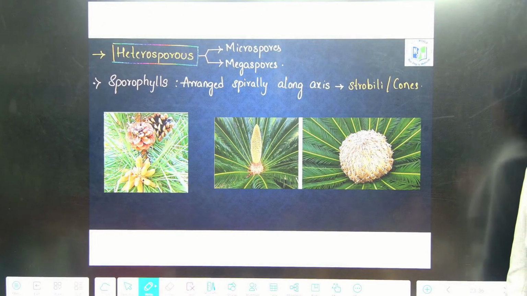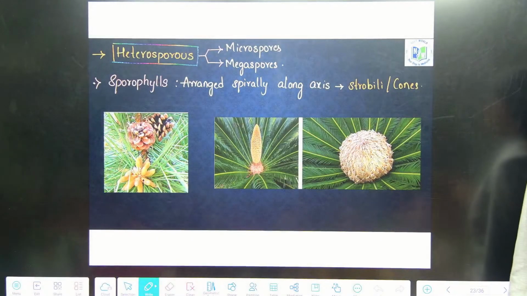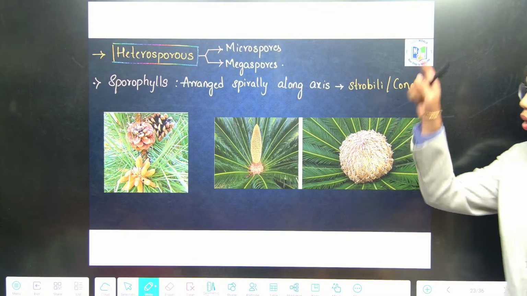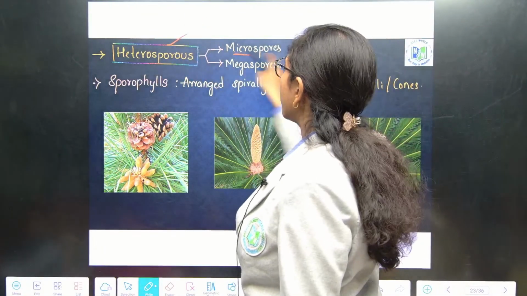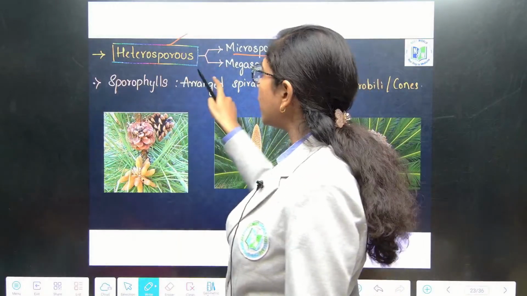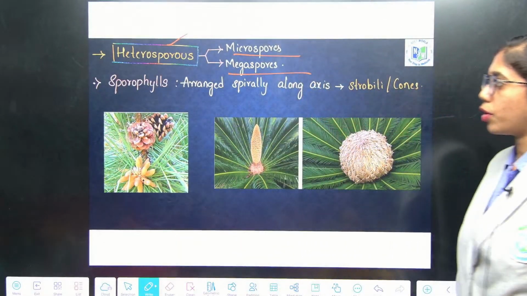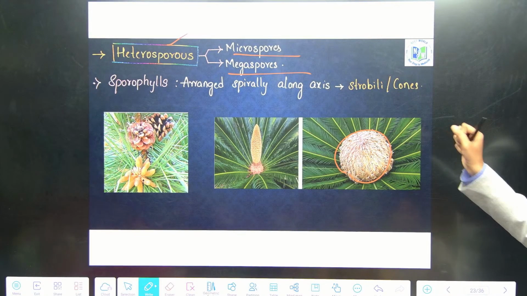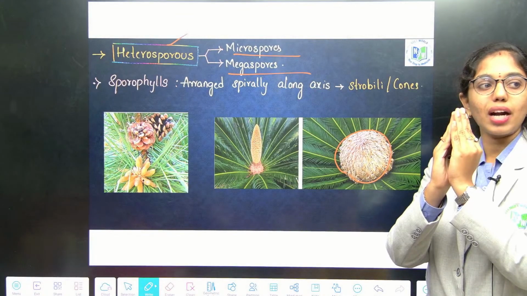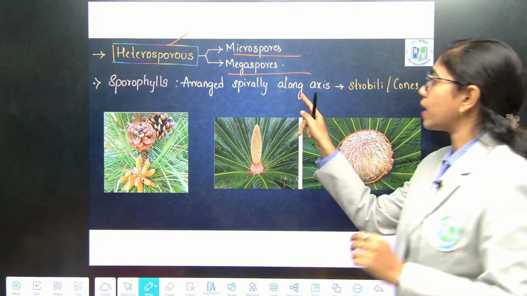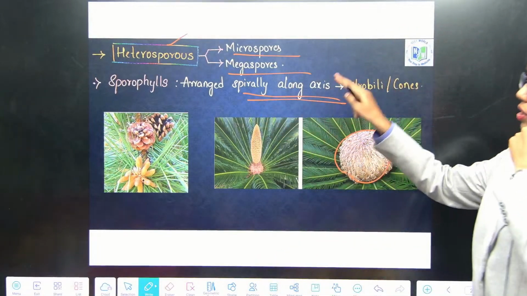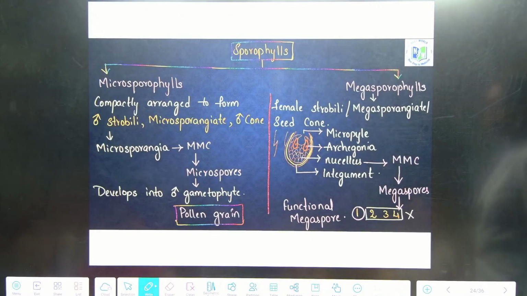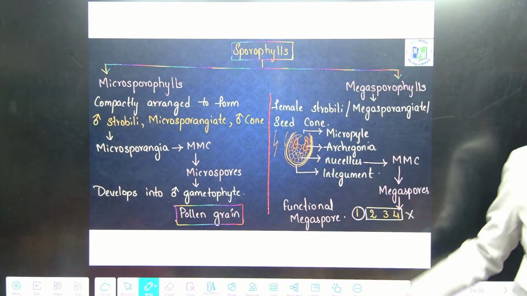Only the heterosporous condition is observed in gymnosperms. In pteridophytes you can see homosporous and heterosporous, but only heterosporous in gymnosperms. Microspores develop into the male gametophyte, megaspores develop into the female gametophyte. Here sporophylls are compact structures. All the sporophylls are arranged around a spiral axis into compact structures called strobili or cones. This is a very important concept.